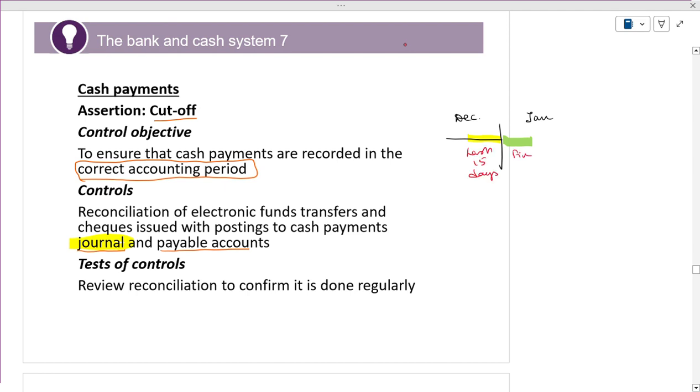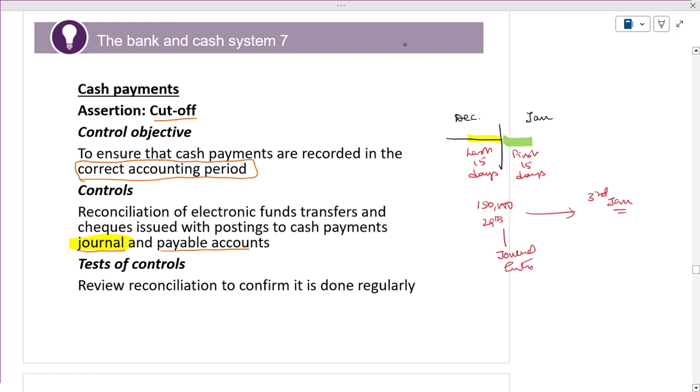We will see whether it has been recorded in the correct period or not. Very important. Today we will prepare the check. Assume you are preparing a check of 150,000 on the 29th. You will make a journal entry. But the check will be issued on the 3rd of January.